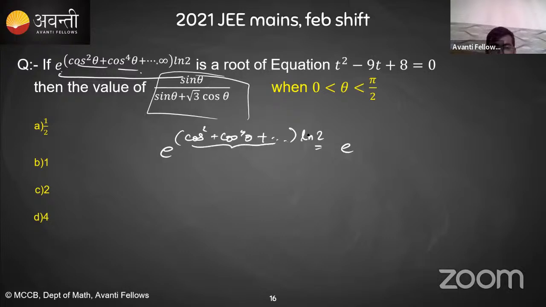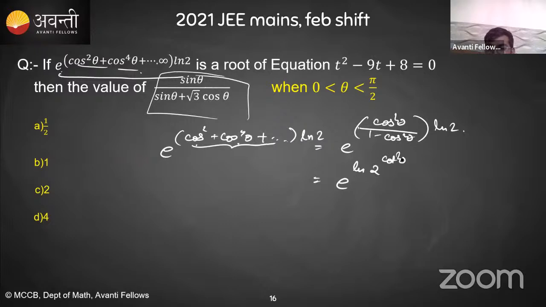This is a GP. So here the sum of an infinite GP when the common ratio is less than 1 is given as cos square theta upon 1 minus cos square theta, right? And ln 2 is already there. So this will become cot square theta, right? E power ln 2 power cot square theta. So e power ln x is x, right? So this will become 2 power cot square theta.